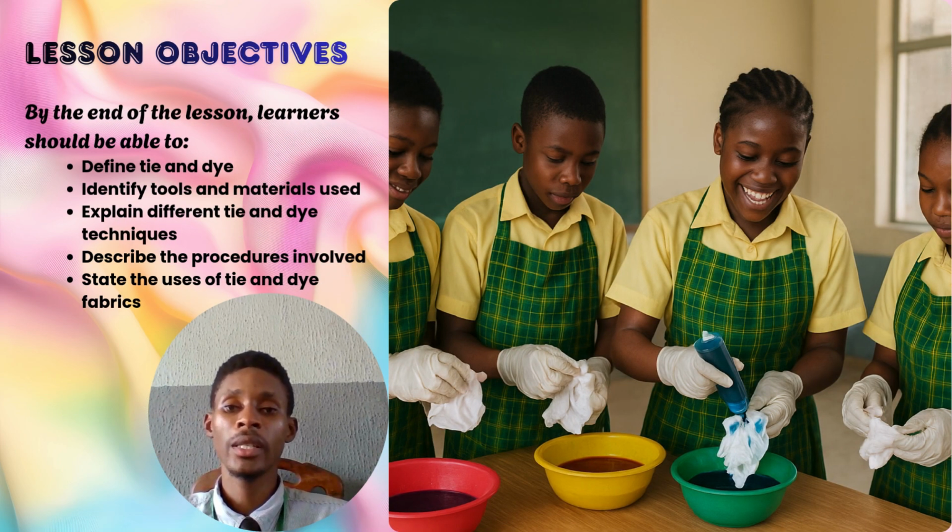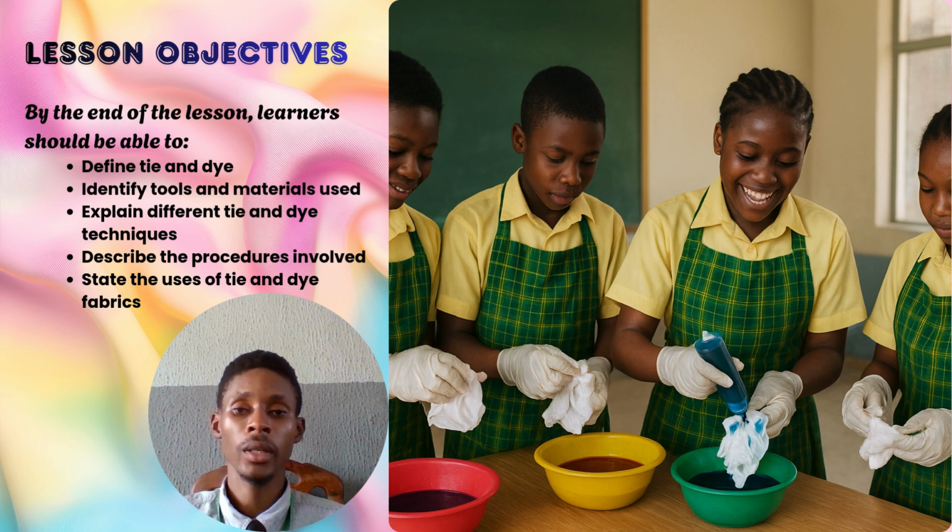Tie and dye. By the end of today's lesson, you should be able to define what tie and dye is, and identify tools and materials which you use in making tie and dye. Then you should be able to explain the different tie and dye techniques, and also describe the procedures involved in tie and dye creation. Then state the uses of tie and dye.